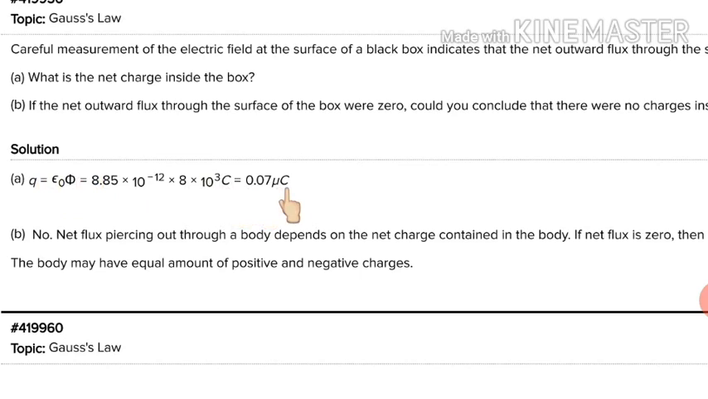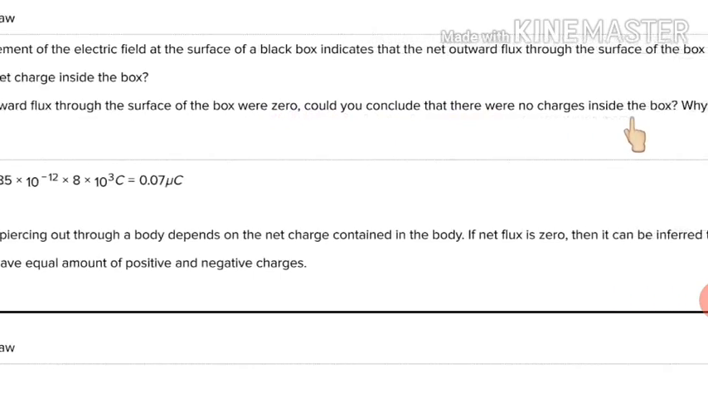This is the first part of the question. The second part says that if the net outward flux through the surface of the box were 0, suppose the flux is 0, could you conclude that there were no charges inside the box?